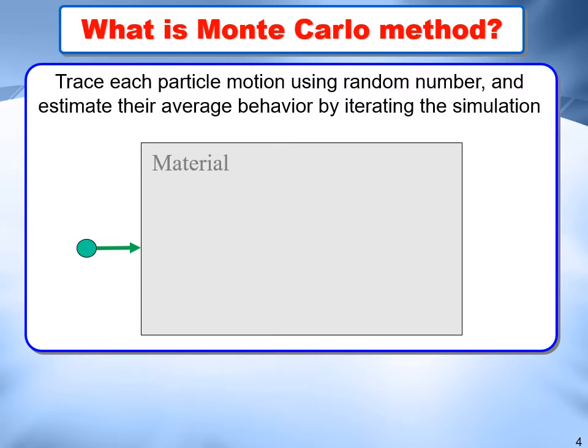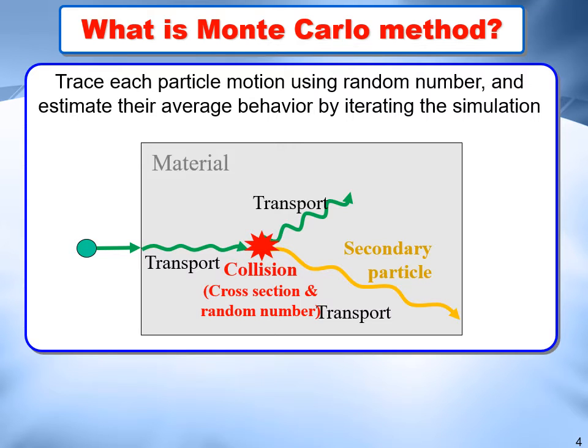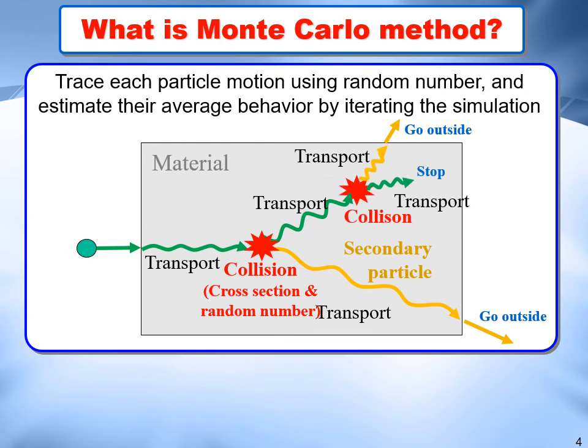For example, when a charged particle goes into a material in the Monte Carlo simulation, it sometimes causes collision in the material and generates secondary particles. This collision point is determined from the reaction cross-section and random number. These secondary particles are further transported until all particles go outside or stop in the material.